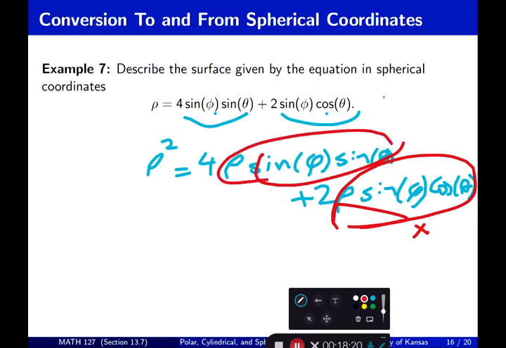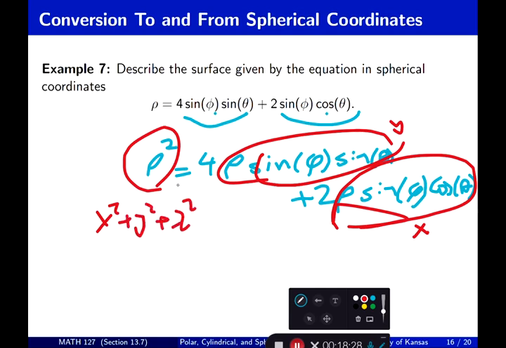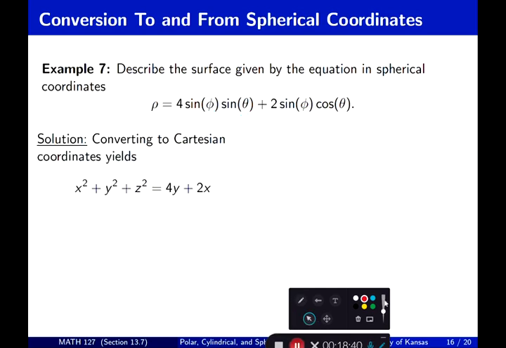This part is y, and this part is x squared plus y squared plus z squared. Now I can rewrite it as an equation in Cartesian coordinates and see what kind of surface it is. According to the computation that we did, multiplying everything by rho and then converting from Cartesian to spherical, we ended up with this.